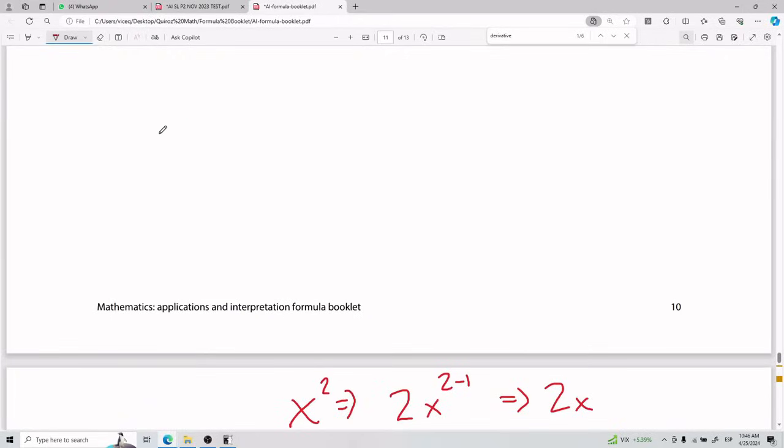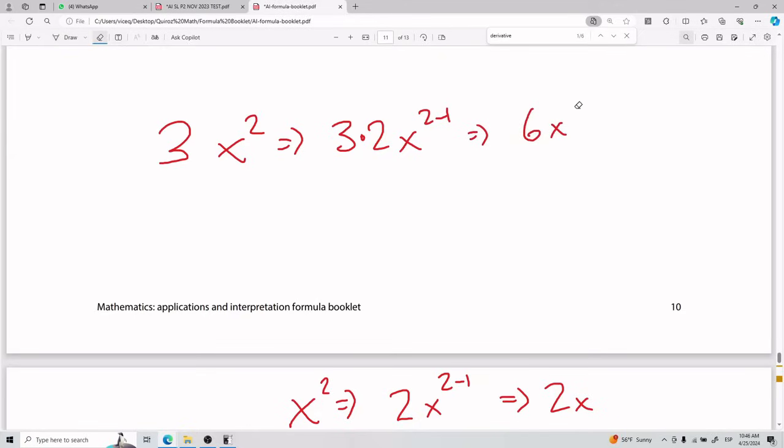But what happens if there's a fraction? What happens if there's a number in front? 3x squared is going to be 3 times 2 times x to the power of 2 minus 1. So it's going to be 6x to the power of 1, the same as just 6x.